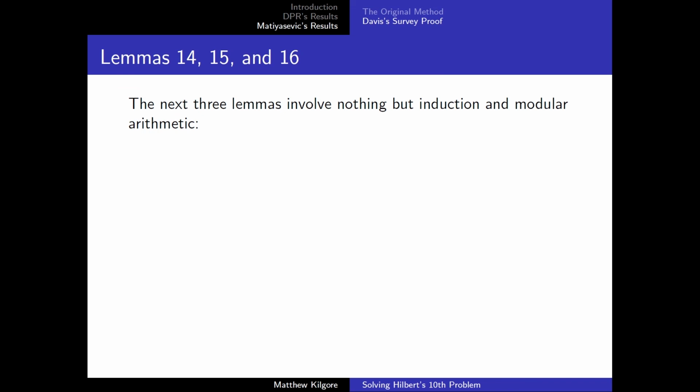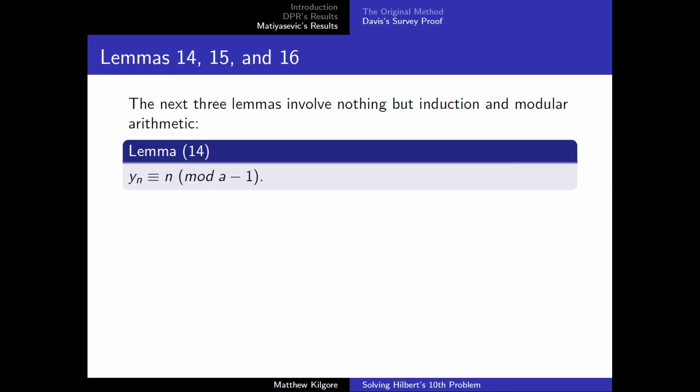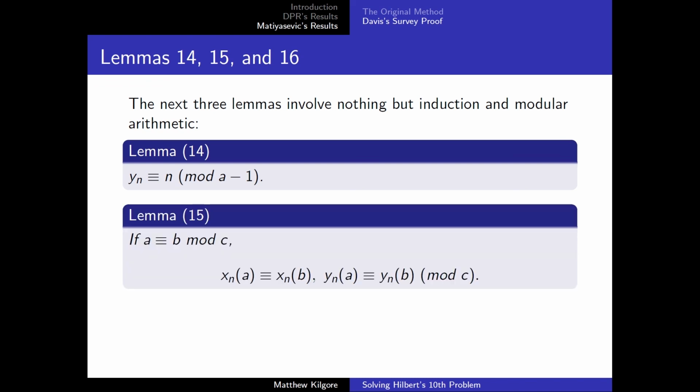Lemmas 14, 15, and 16 all use basically the same one-line proof. It's induction and modular arithmetic. Lemma 14 states that y_n is equivalent to n mod a minus 1. Lemma 15 states that if a is equivalent to b mod c, then x_n(a) is equivalent to x_n(b), and y_n(a) is equivalent to y_n(b) mod c.